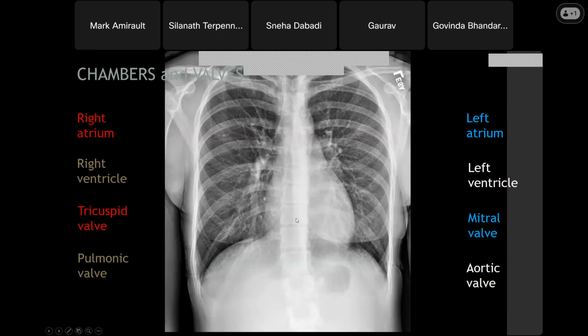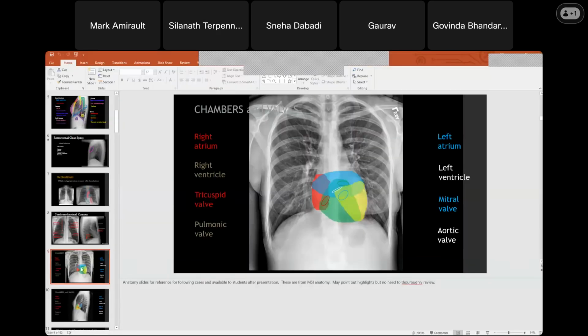Let me show you that quickly. This is a nice schematic. Here's our left ventricle in yellow, our right ventricle in a green shade, right atrium in red, and our left atrium in blue. I don't know how those superimpose. Remember, this is 2D.